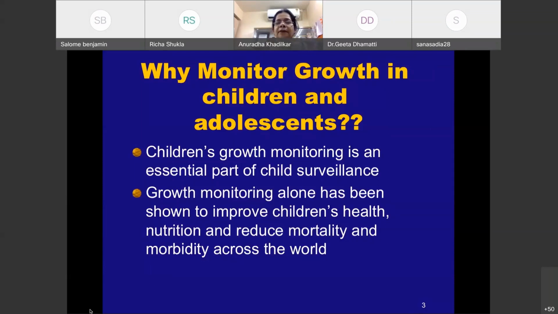So if you look at children older than 5 years, we monitor growth as an essential part of child surveillance. So if you walked into our unit with a child, first thing we do is measure the height, weight of the child and plot the child. Because if a child's growth is normal, most things are going okay in the child's life. Now, growth monitoring alone has been shown to improve children's health, nutrition, and reduce mortality and morbidity across the world. And that is the reason why we do it.